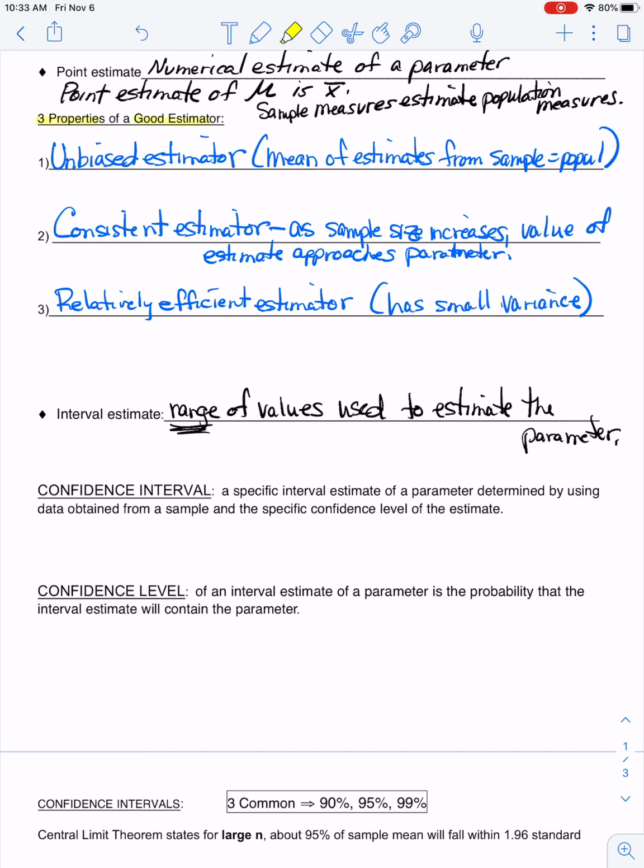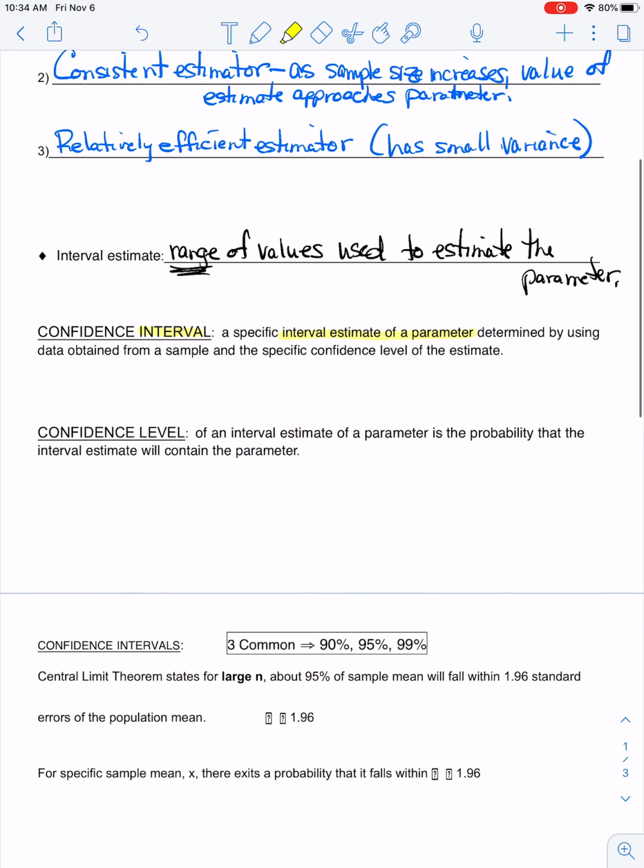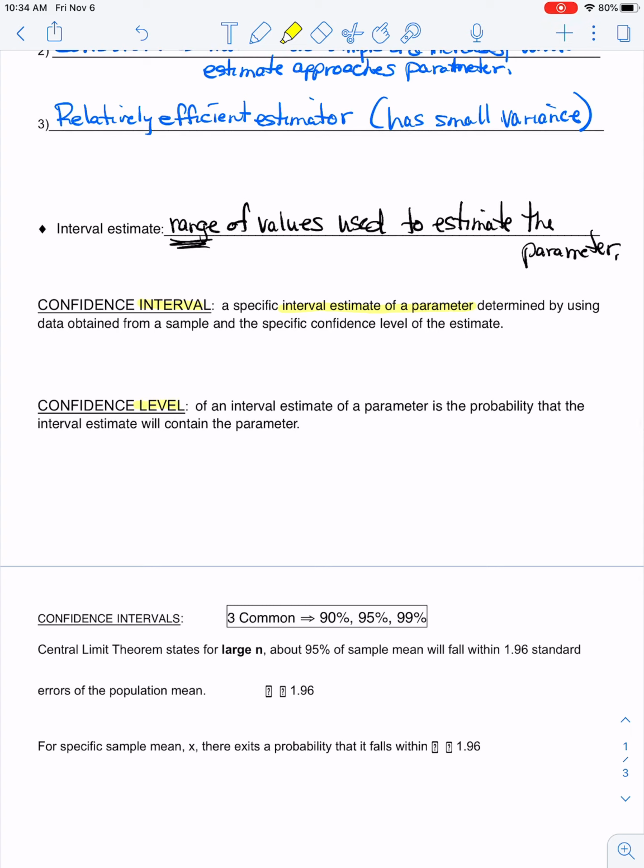Then a couple things. We have a confidence interval. A confidence interval is a specific interval estimate of a parameter determined by using data obtained from a sample and a specific confidence level of the estimate. Then we have the confidence level of an interval estimate of a parameter, which is the probability that the interval estimate will contain the parameter. The confidence interval is what we're really going to focus on, and the confidence level is how confident you want to be.